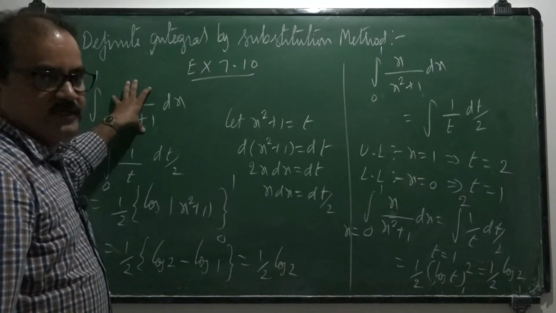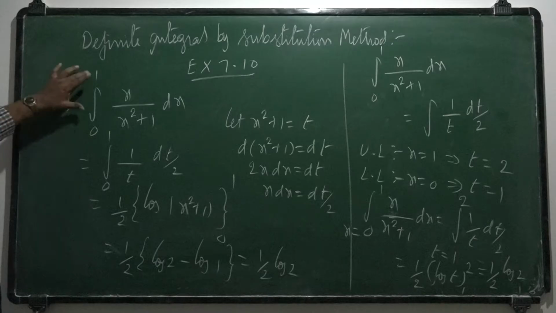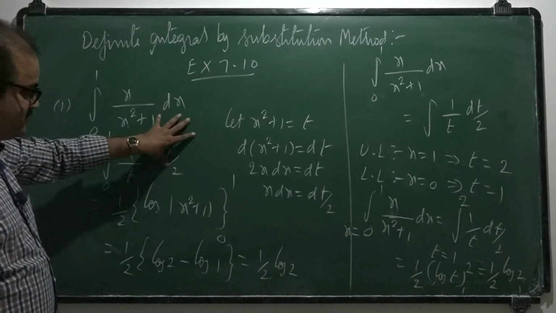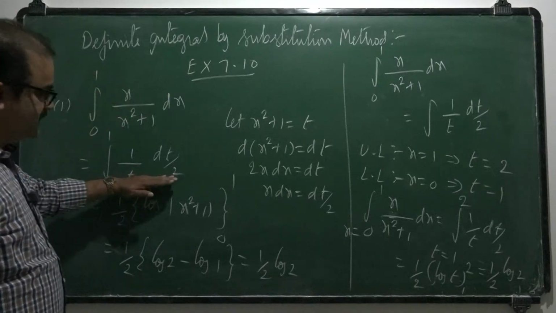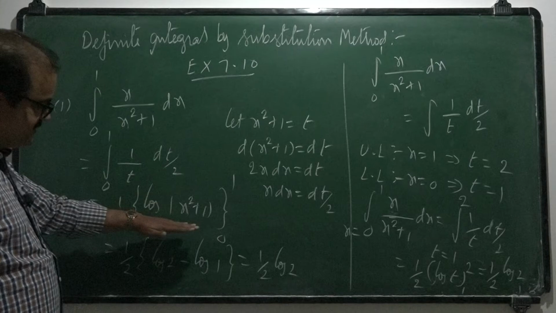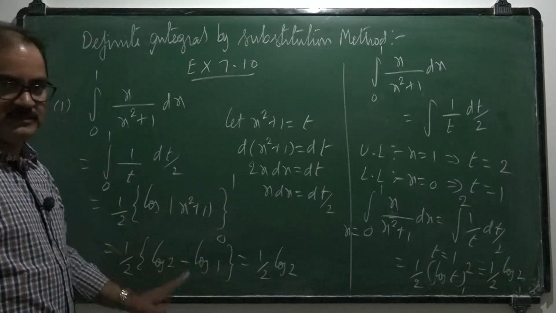The given integral is in terms of x. So given limits are the limits to the variable x. By substitution we change it in terms of t, and again write this t in terms of x and apply the limits to the variable x. This is one method.